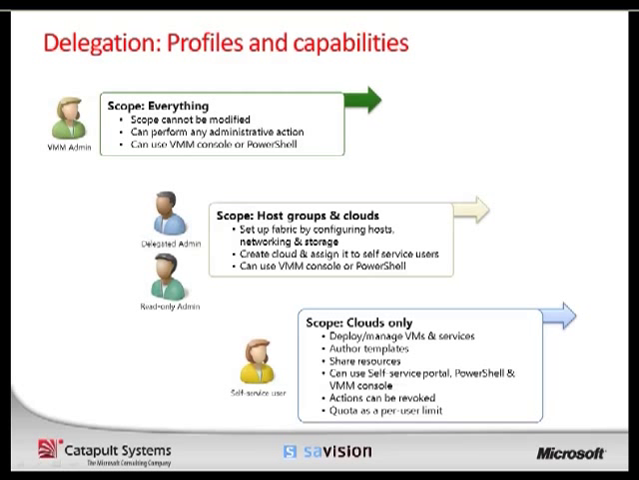This is some of the profiles and capacities. Who can do what within VMM? You can have an admin who has everything in scope, cannot be modified, administrative action, and can use the VMM console or PowerShell console. You can make a host group in clouds. Then a delegated admin or read-only administrator sets up Fabric, creates a cloud and assigns it to self-service users, and uses the VMM console or PowerShell to create this also.